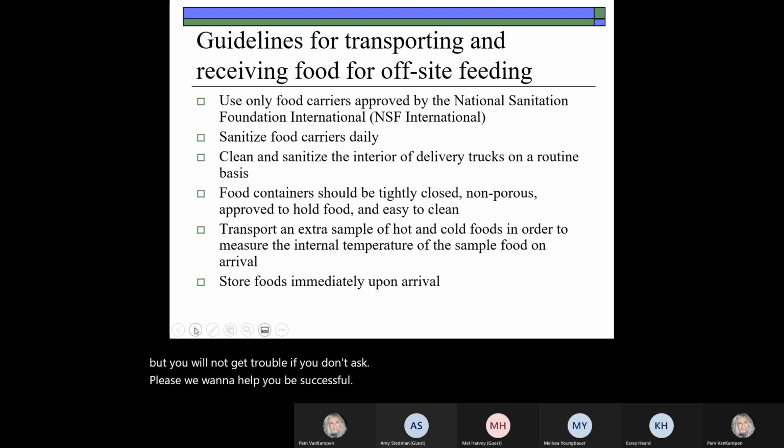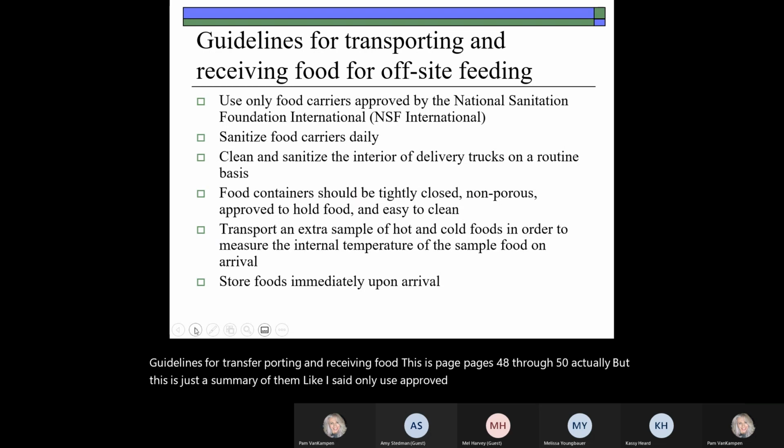Guidelines for transporting and receiving food. This is pages 48 through 50, actually, but this is just a summary of them. Like I said, only use approved containers. Don't be putting and transporting the food in a cardboard box or some tote that you got at your house or something. The food needs to be hot held and cold held in the appropriate transport containers.